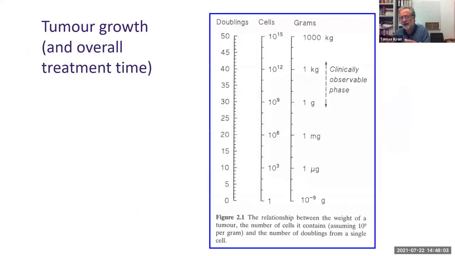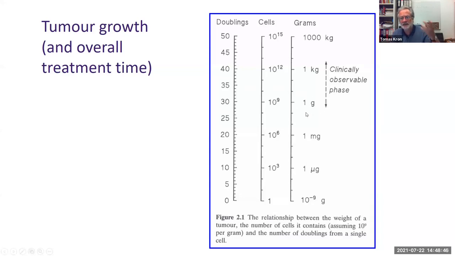If you look at that 2 gray per fraction, which kills about half of the cells, we can very easily picture radiation biology in radiation oncology. This here is a picture of the cells here on the right. Typically, the clinically observable phase sees a tumor of about 1 gram. That's about a tumor in the breast tissue, which can just be palpated. Well, 1 kilogram is probably the largest lump you may find in the lung, as a lung cancer, before it becomes so symptomatic that you have to do something about it.